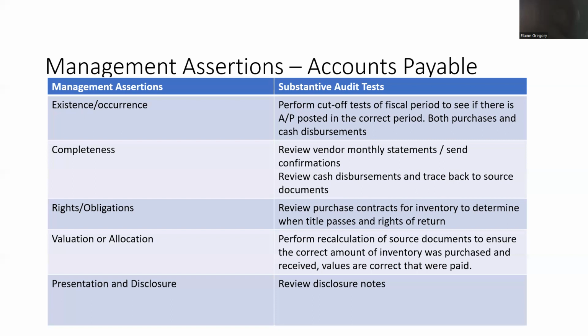and compare that to the outstanding accounts payable on the client side. You probably want to take some cash disbursements, payments, and trace or vouch them back to source documents. You probably want to review those purchase contracts for inventory items and determine when title passes and rights of return. You want to perform recalculations of those source documents because sometimes those source documents have different information on them. And then finally, you want to review any disclosure notes out there.